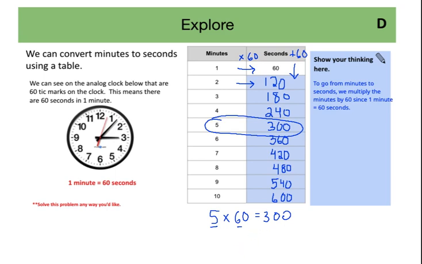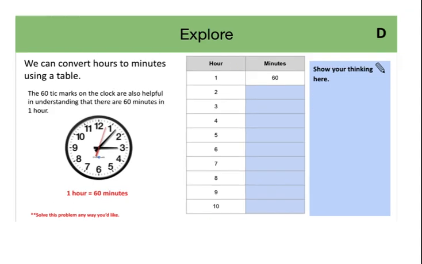All right, let's try something similar on the next slide. If you could follow along on the next slide here, in this one we're going to convert hours to minutes using the table. So the 60 tick marks on the clock are also helpful in understanding that there are 60 minutes in 1 hour. So this minute hand is going to have to travel to each tick mark first before the hour changes, before it goes, let's say, from 3 to 4 o'clock.